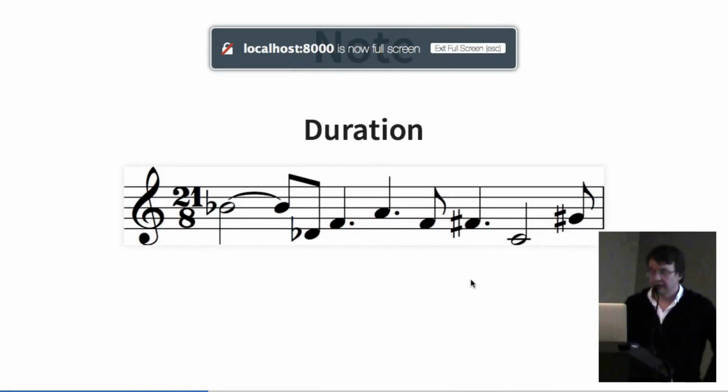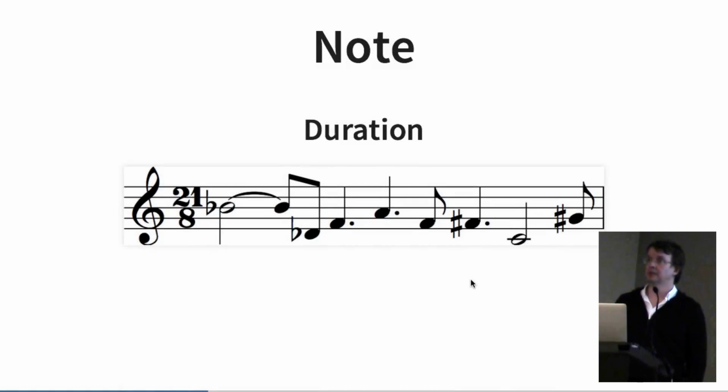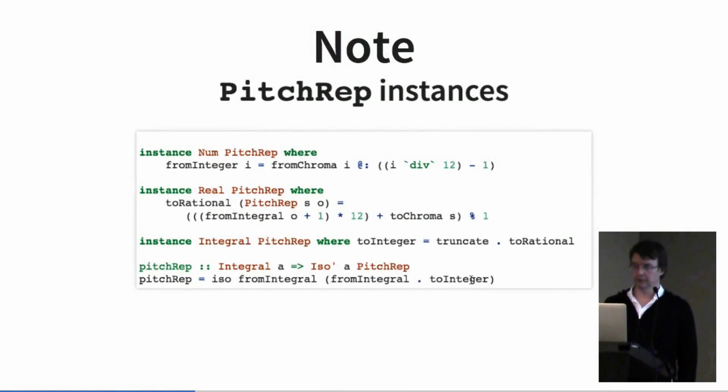All right, so duration. Should that be a Num instance, or should that be an Enum instance, so you can go toEnum and fromEnum? I think I derived an Enum instance or something. I'm not sure. I don't have all the code. Okay, let me look at the code.